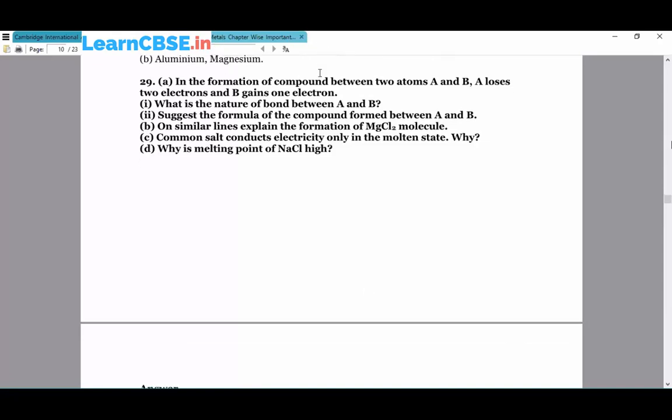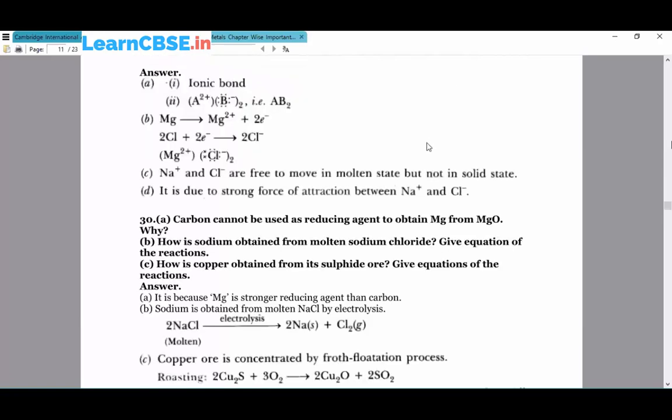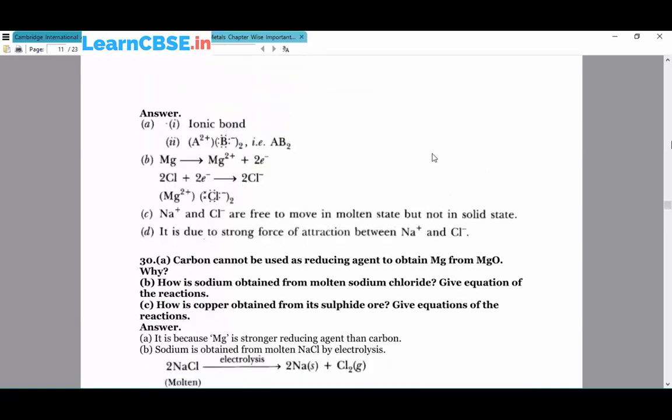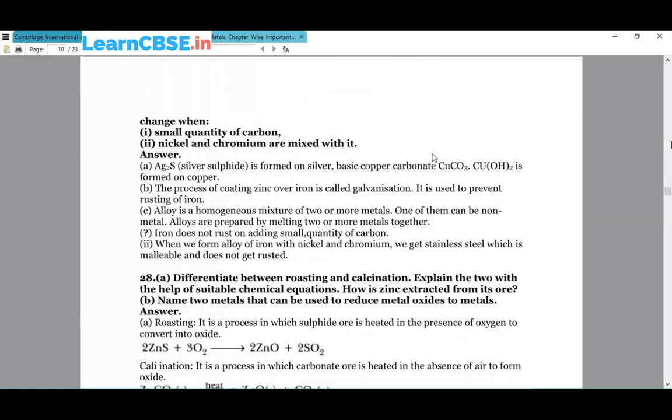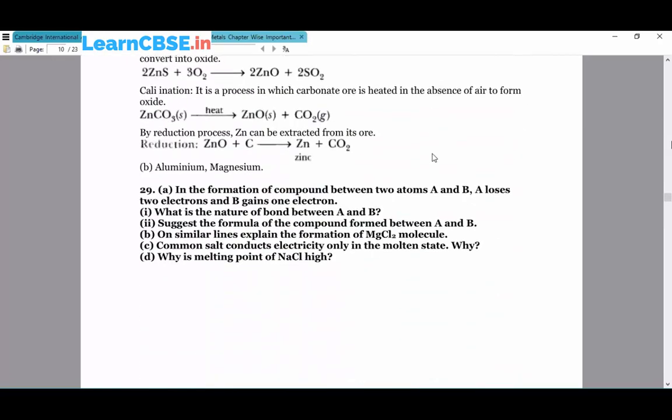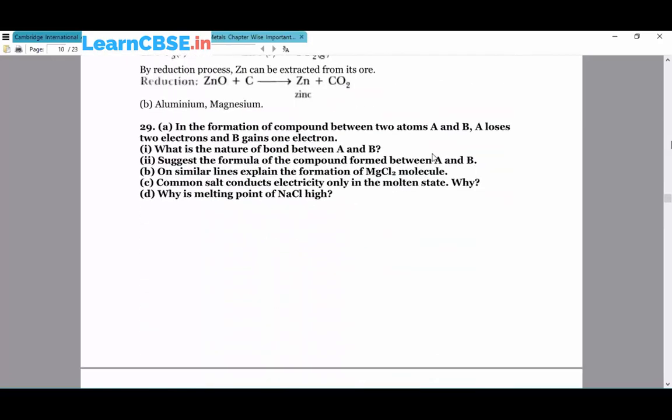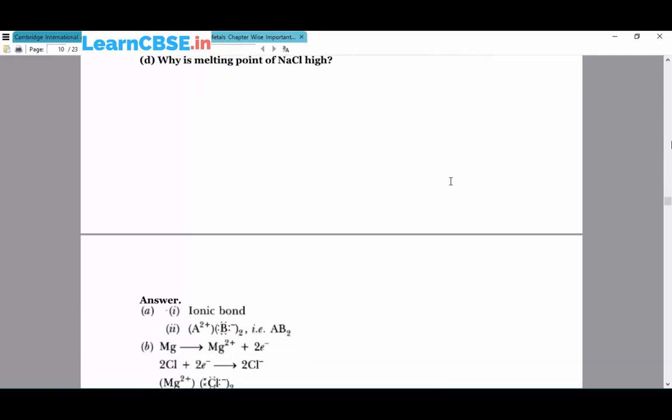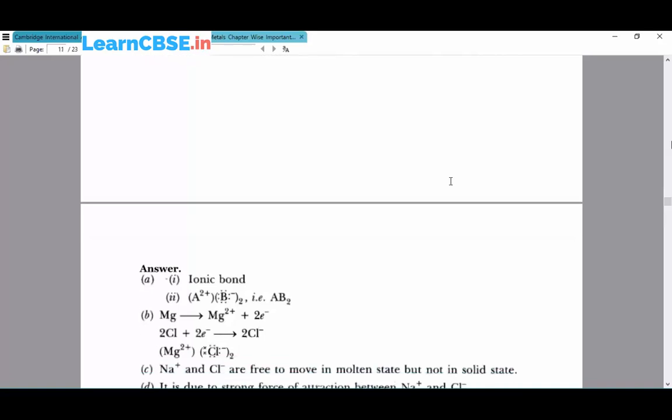In the formation of a compound between two atoms A and B, A loses two electrons and B gains one electron. What is the nature of the bond between A and B? It's an ionic bond, because A has a plus 2 charge and B has a minus 1 charge, since one is losing and the other is gaining.